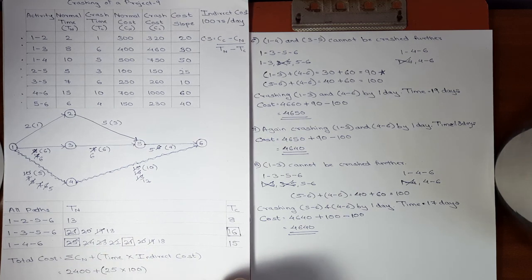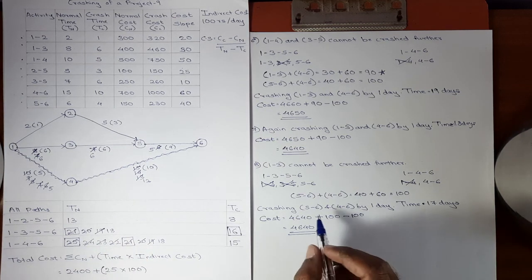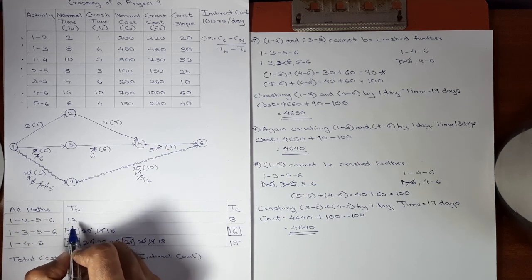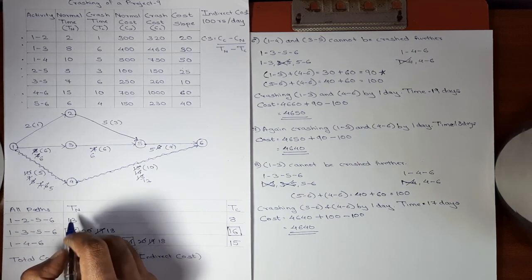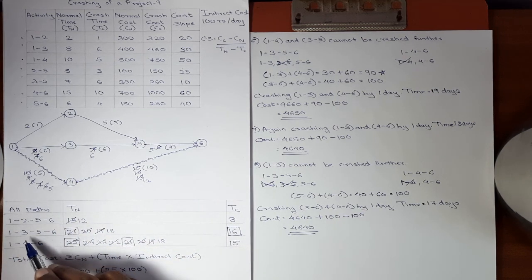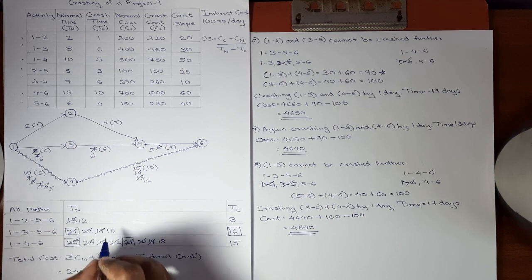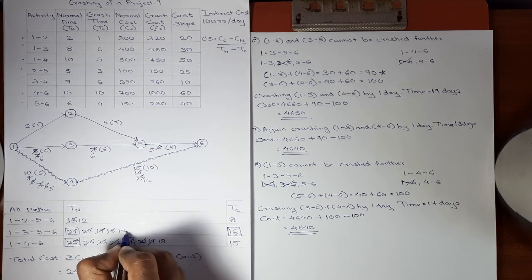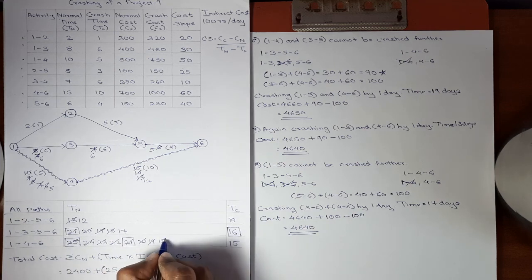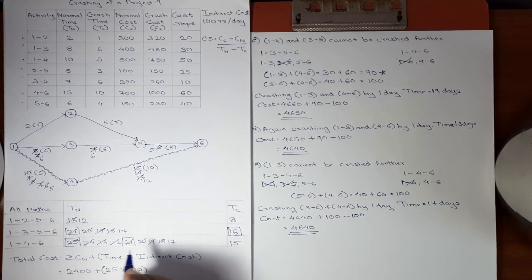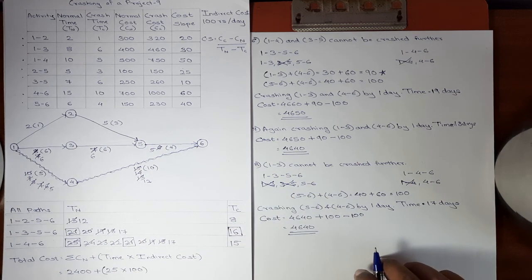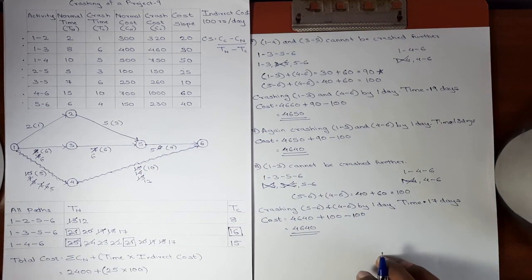We'll also update the paths. 5 6 and 4 6 was crashed. 5 6 comes in the first path, so 13 will now become 12. 5 6 also comes in the second path, 18 will now become 17, and 4 6 comes in the third path. Here also 18 will become 17. Again the critical paths are same. No activity is exhausted, no new critical path is introduced.